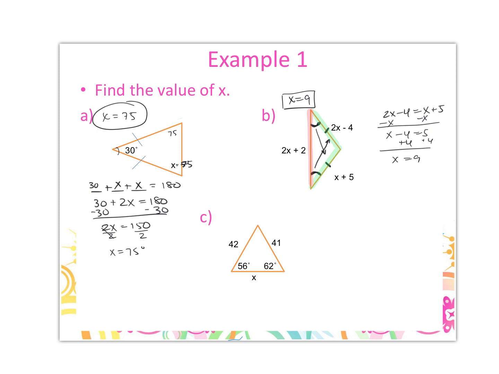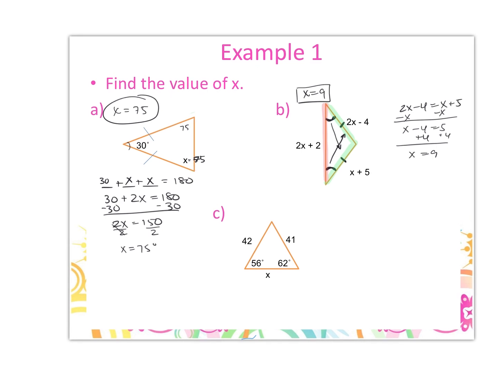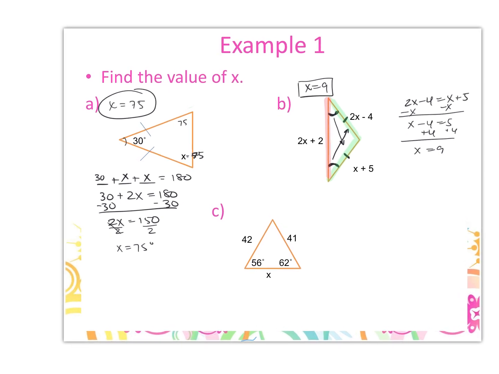Okay, and then I go to C, and again, I'm looking to see what did they give me here. In C, I have an angle that's 56, okay? I have a side opposite that angle that's 41. I have this angle that's 62, and I have the side opposite that. And it makes sense that my sides don't equal each other, because if my angles aren't equal, my sides aren't going to be equal. So right now, this is all I have, and I might feel like I'm stuck.